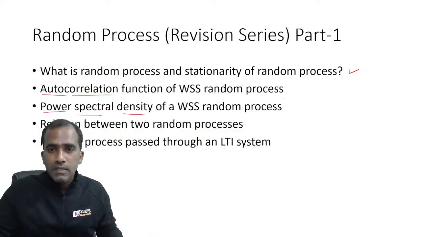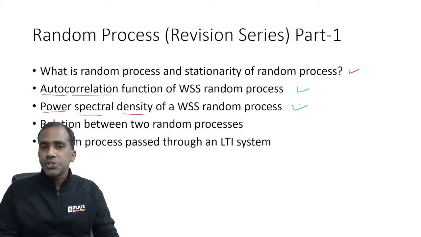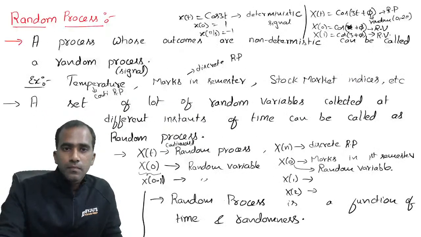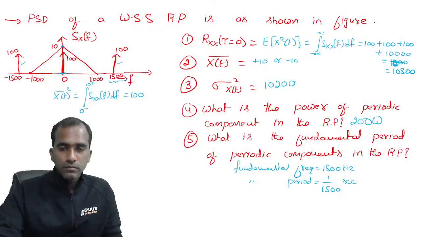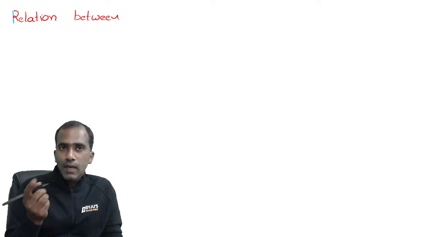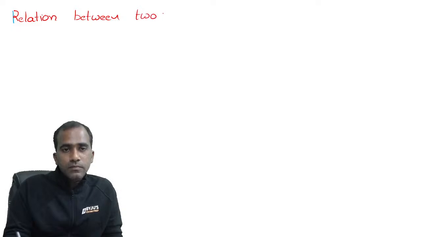So we are done with these three topics. I've revised the autocorrelation function and power spectral density as well. Now the relation between two random processes, we'll discuss. If you remember, we have talked about the relation between two random variables, like uncorrelated relation, orthogonal relation and independent relation. Similarly, let us talk about the relation between two random processes.